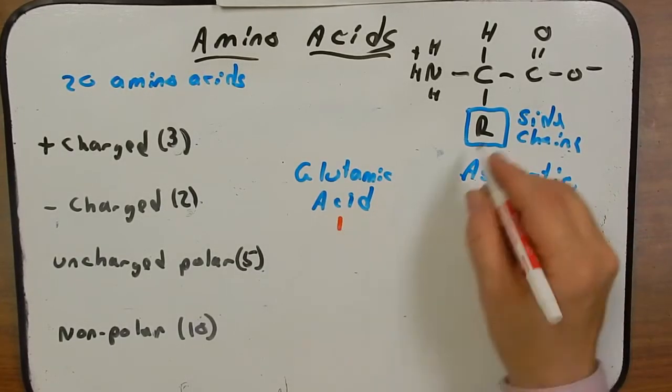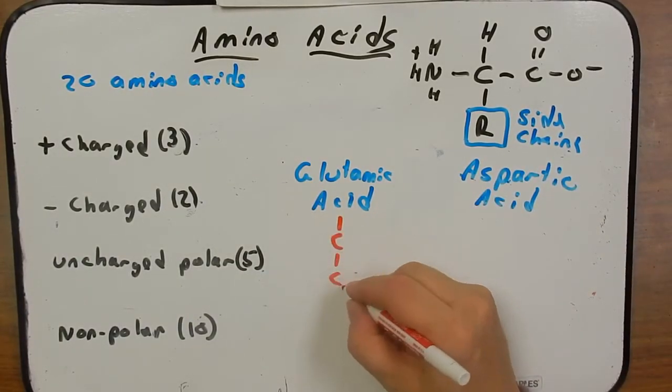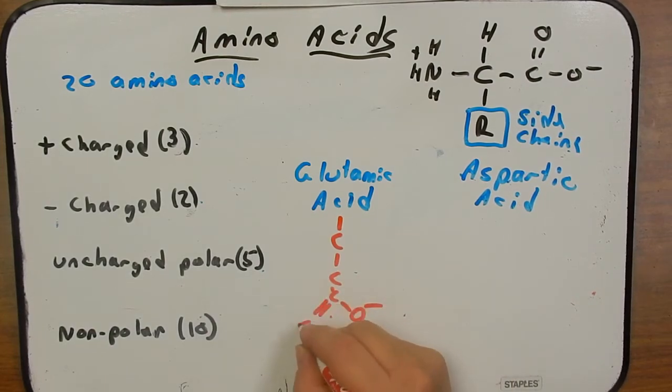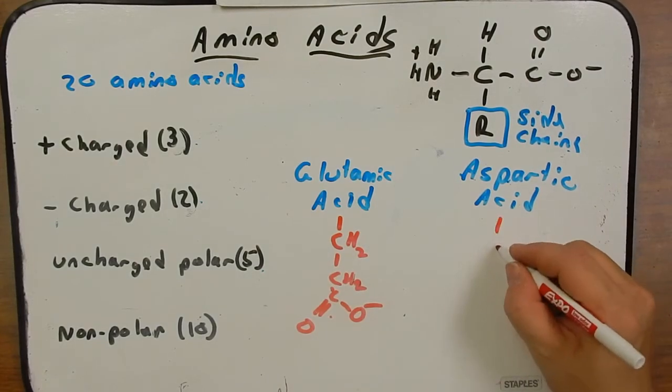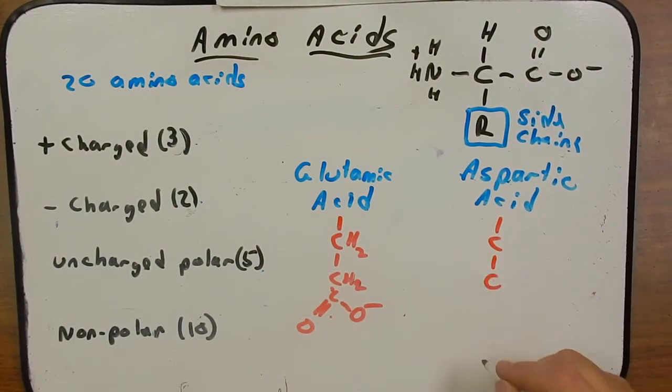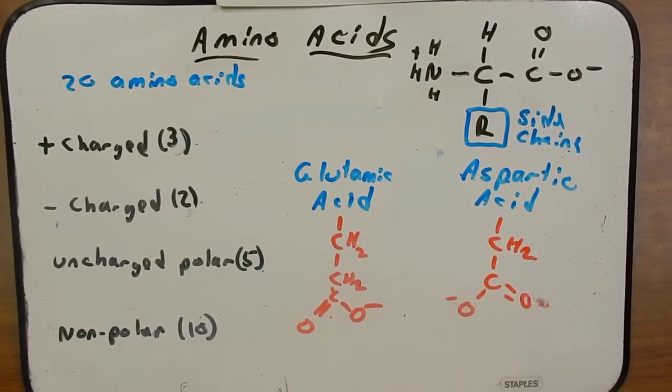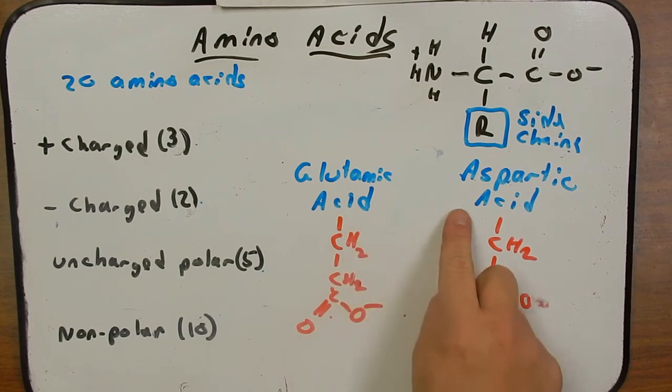Glutamic acid has, as the R group, 3 carbons. Off this last one is a carboxyl group, like so, so it's negatively charged. Aspartic acid is very similar, except there are only 2 carbon groups, like so. Okay, so those are our 2 negatively charged amino acids. You should be able to recognize these as negatively charged amino acids, and you should know that the 2 negatively charged amino acids are glutamic acid and aspartic acid.